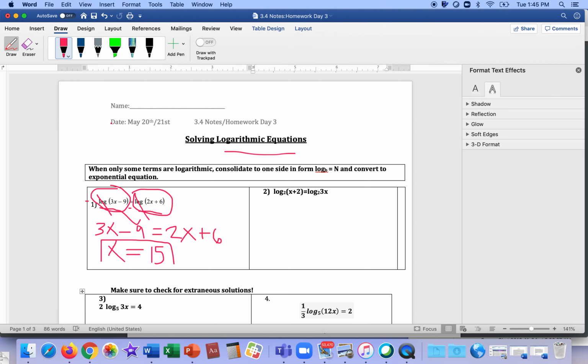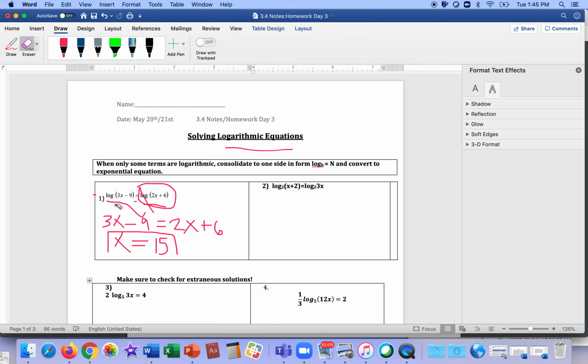So you would go back and wherever you see an x in your original equation, you're going to plug in 15. As long as it's a true statement, then you're good. So we're going to plug 15 in here and here. So why don't you try that while I try that?